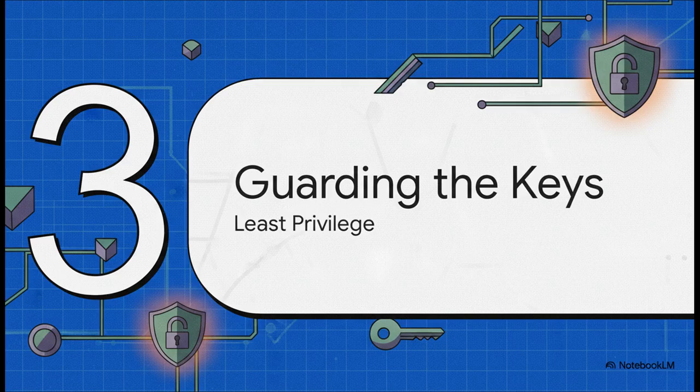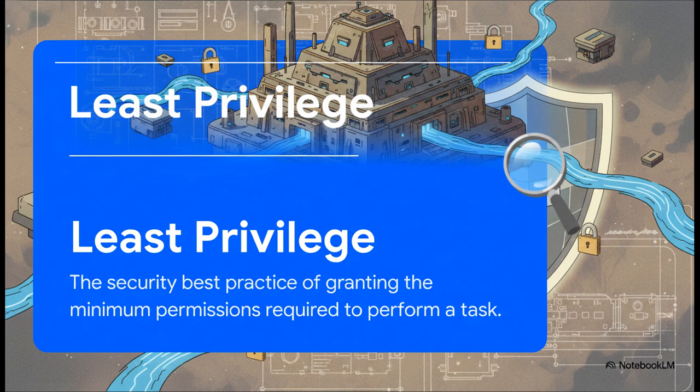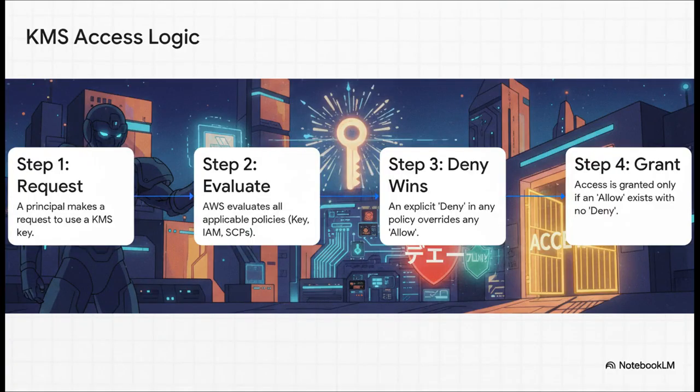Now, having the keys to the kingdom is one thing, but guarding them is a whole other challenge, right? If your data is locked away, you need a really good security guard watching over that key. And in the cloud, that guard isn't a person, it's a principle. And that principle is called least privilege. This is a golden rule in security. Seriously, all it means is that any user or any service should only have the bare minimum permissions it needs to do its job and nothing more. This is so important because it dramatically shrinks the blast radius if something ever goes wrong, like if credentials get stolen. So how does AWS actually enforce this for something as critical as a KMS key?